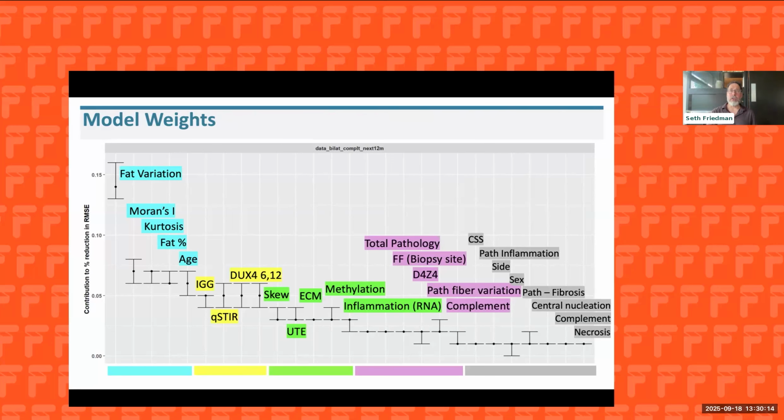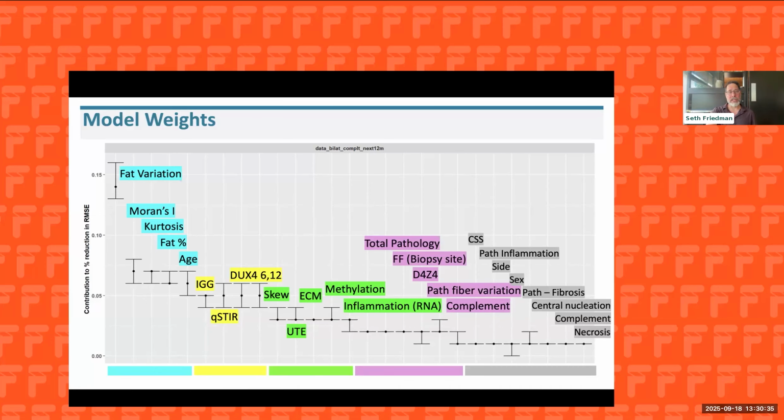One comment I want to make is this is really a model that's built up of all of these terms. This is not a simple model where we say it's just fat variation. Some of the next phase of this project is really model testing and model building to determine the best, most parsimonious group of things for prediction.